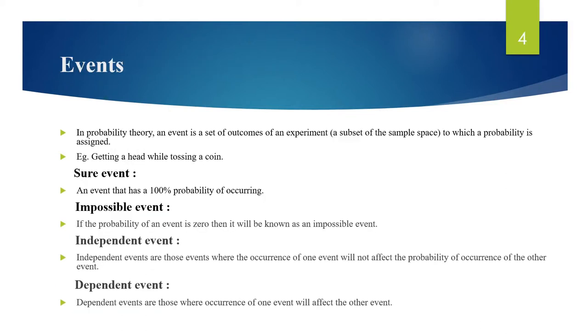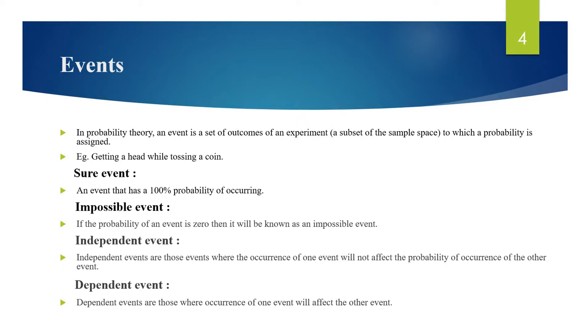So let's move on to the next topic, events. An experiment can be called a process or a happening which will lead to different outcomes. Different outcomes of an experiment are known as events, or an event is a subset of the sample space. For example, getting a head while tossing a coin is an event.